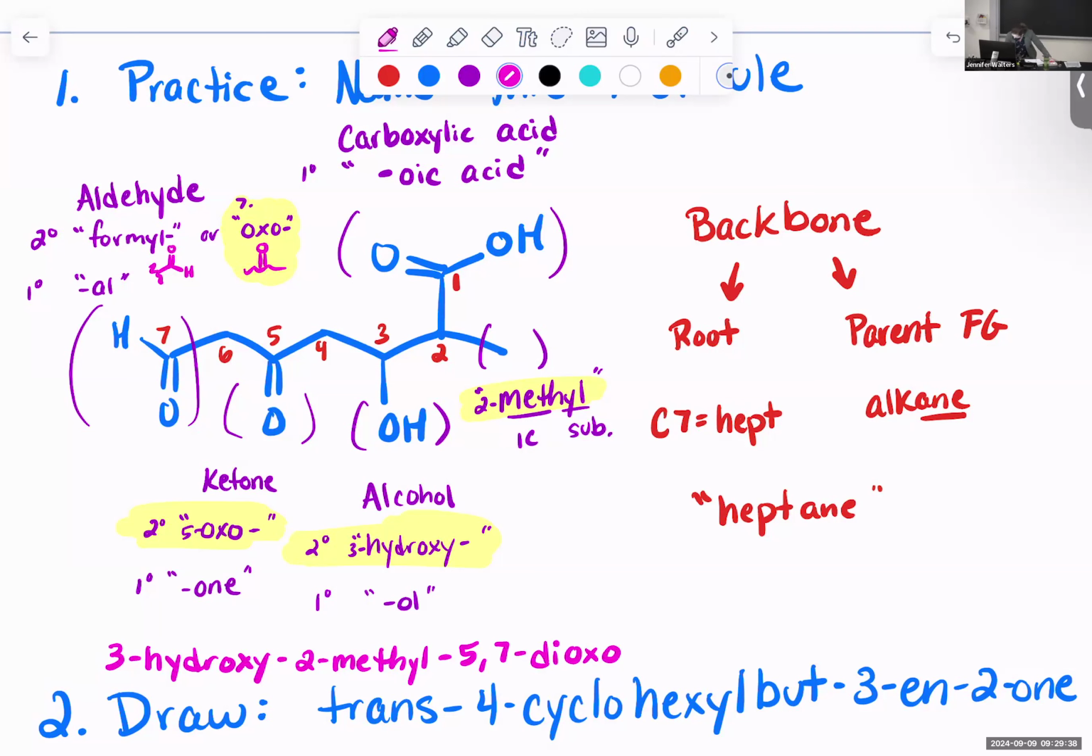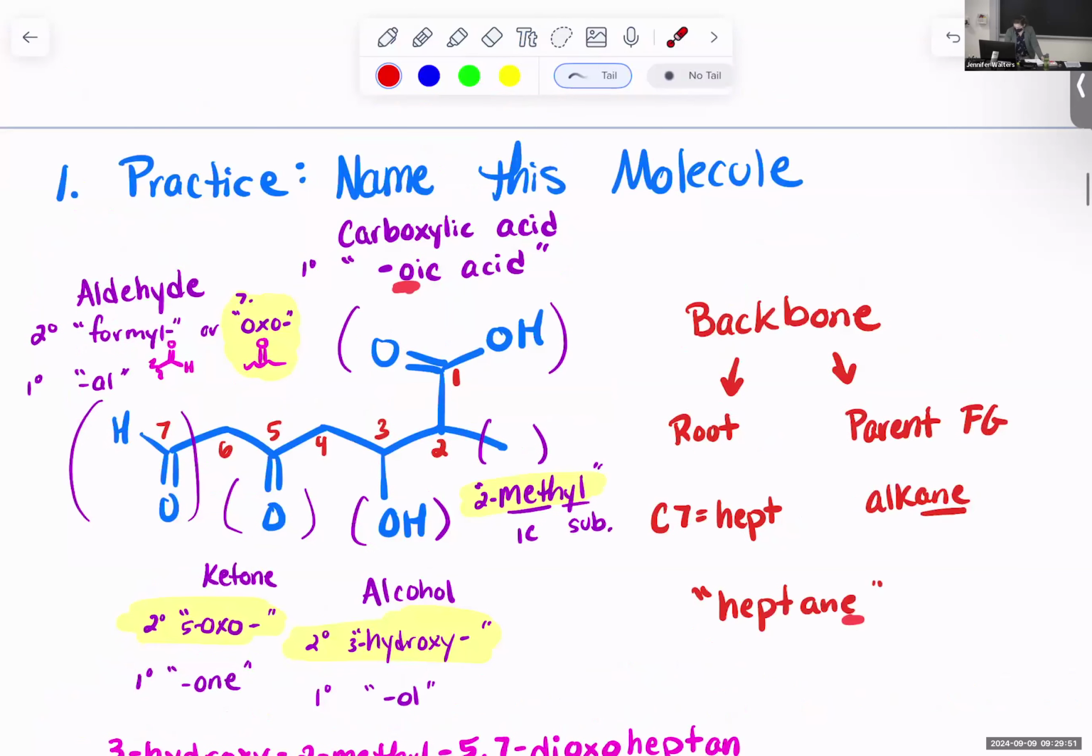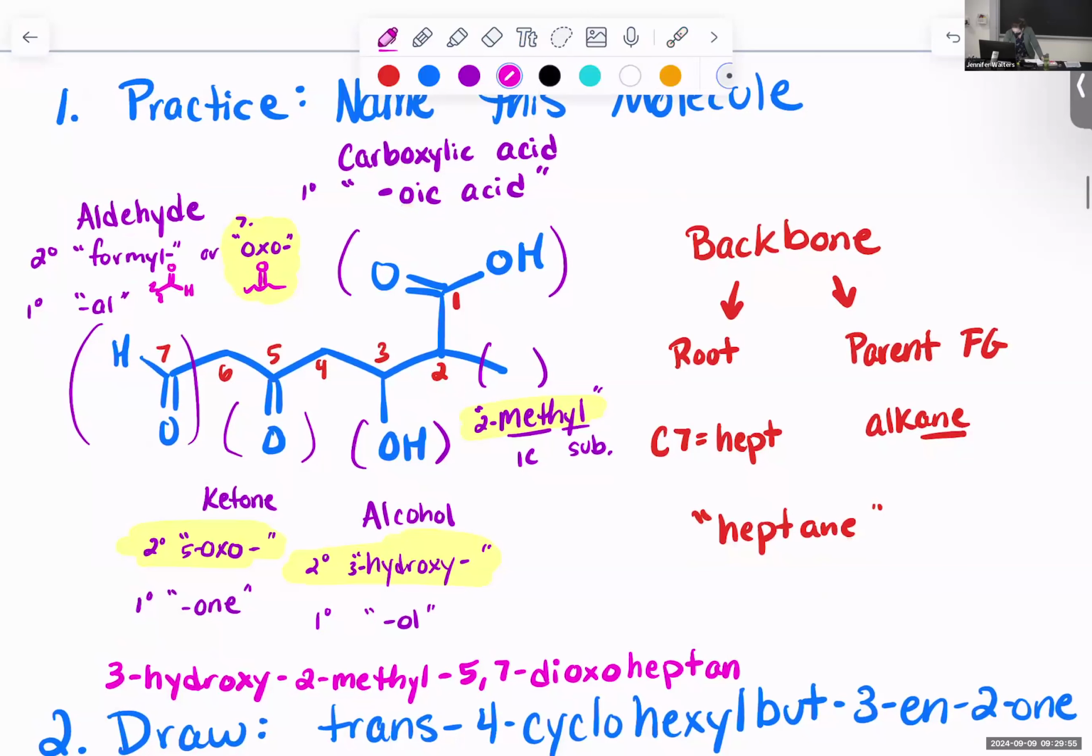Then I get my heptane because I have just letters next to each other. I don't need another dash. So it just becomes heptane. And then because the English language struggles to do those double vowels, the EO sound, we're going to drop the E and just write oic acid. So that molecule is 3-hydroxy-2-methyl-5,7-dioxoheptanoic acid.